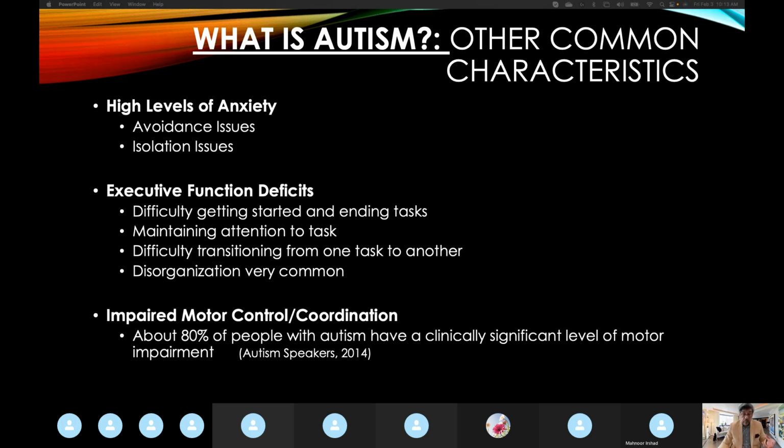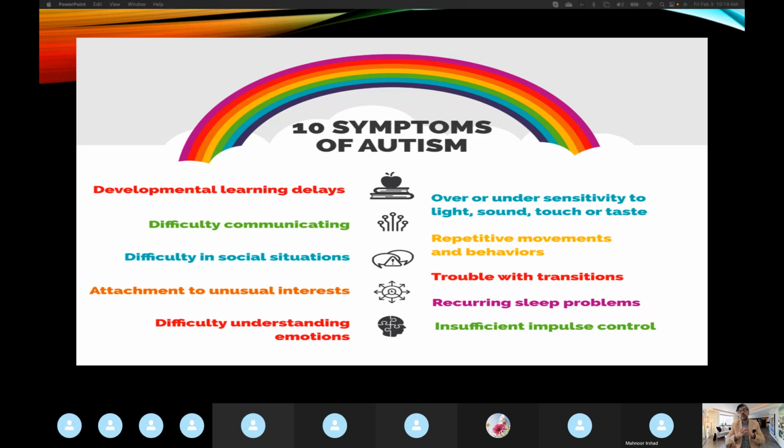They have impaired motor control and coordination because of the involvement of the cerebellum. 80% of people with autism have a clinically significant level of motor impairment, which is, unfortunately, very compromised. So all the functions are compromised.